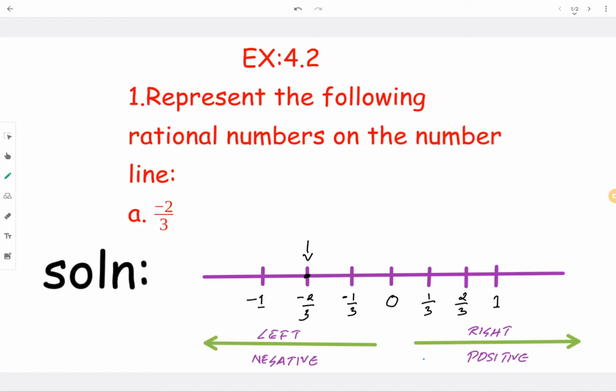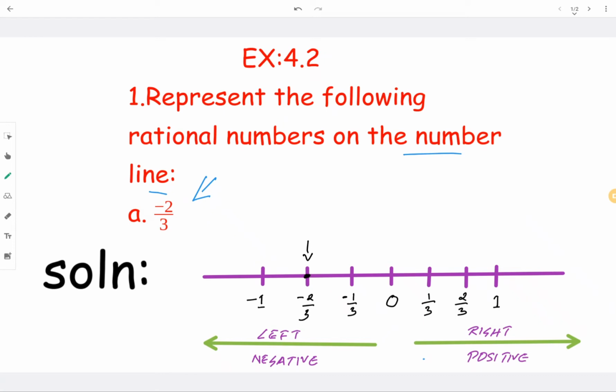We are going to represent the following rational numbers on the number line. So we've been doing this since chapter 1. First thing you have to look at is whether the number is positive or negative. As you can see, minus is there. That means it is a negative number, which means that on the number line it will be on the left side.